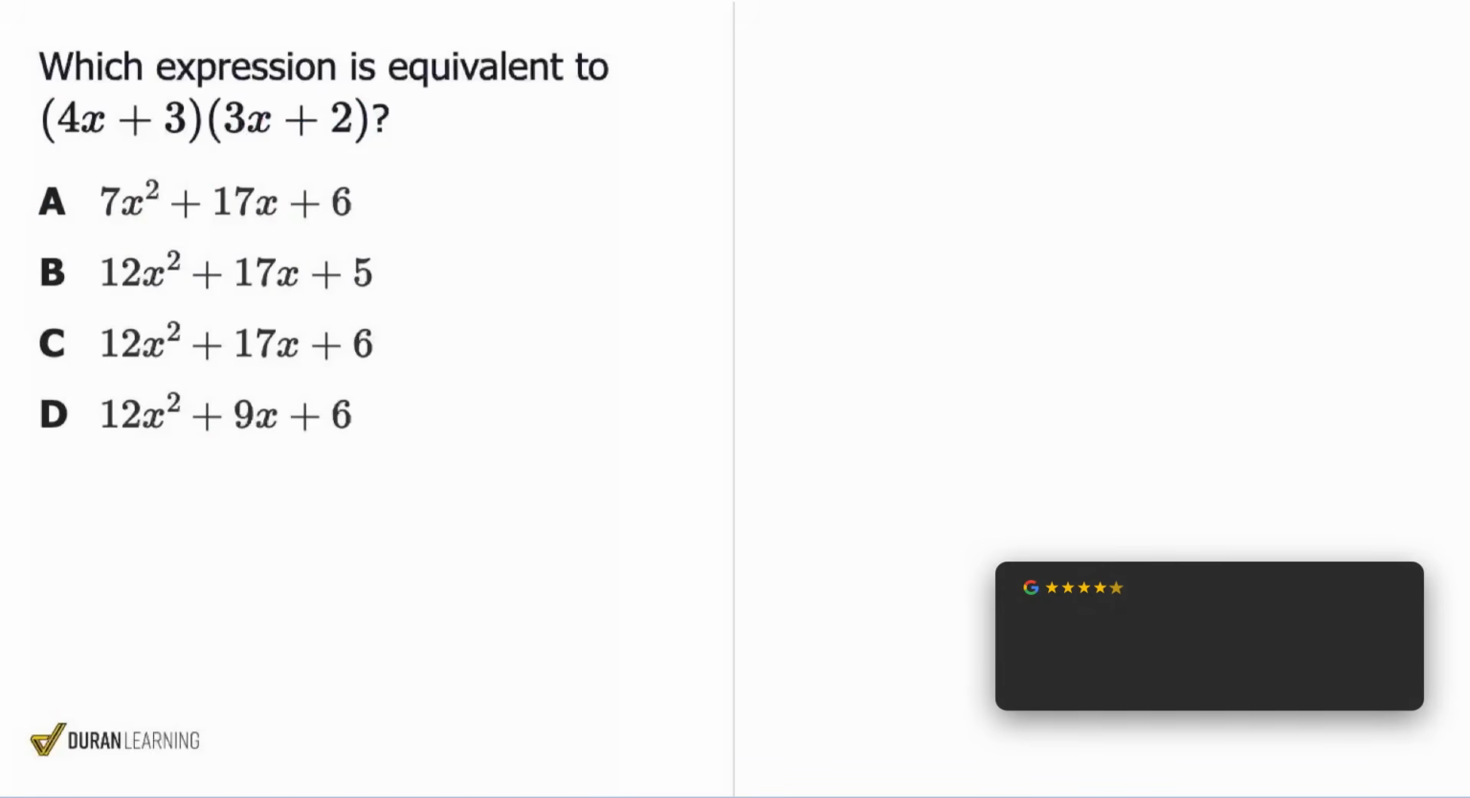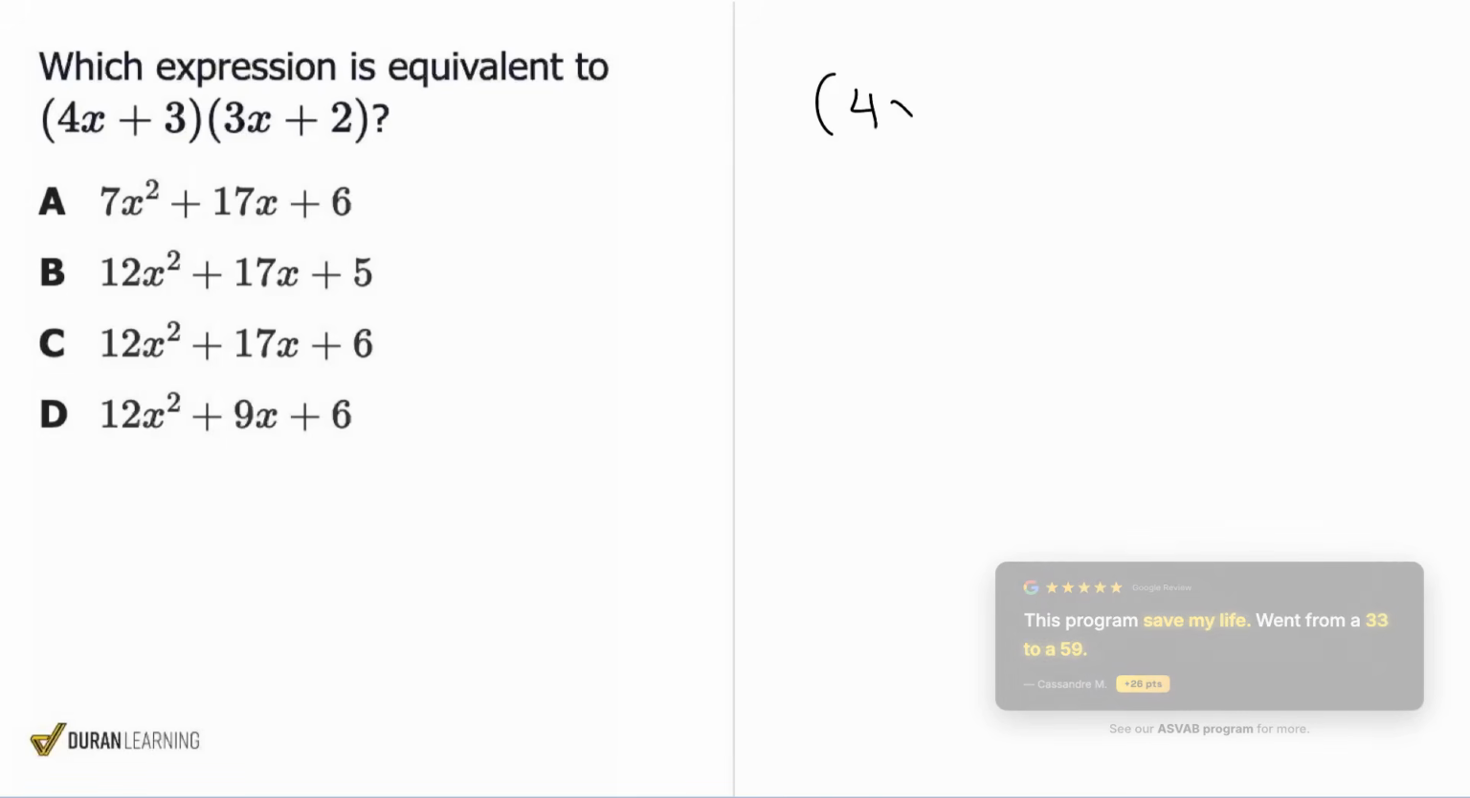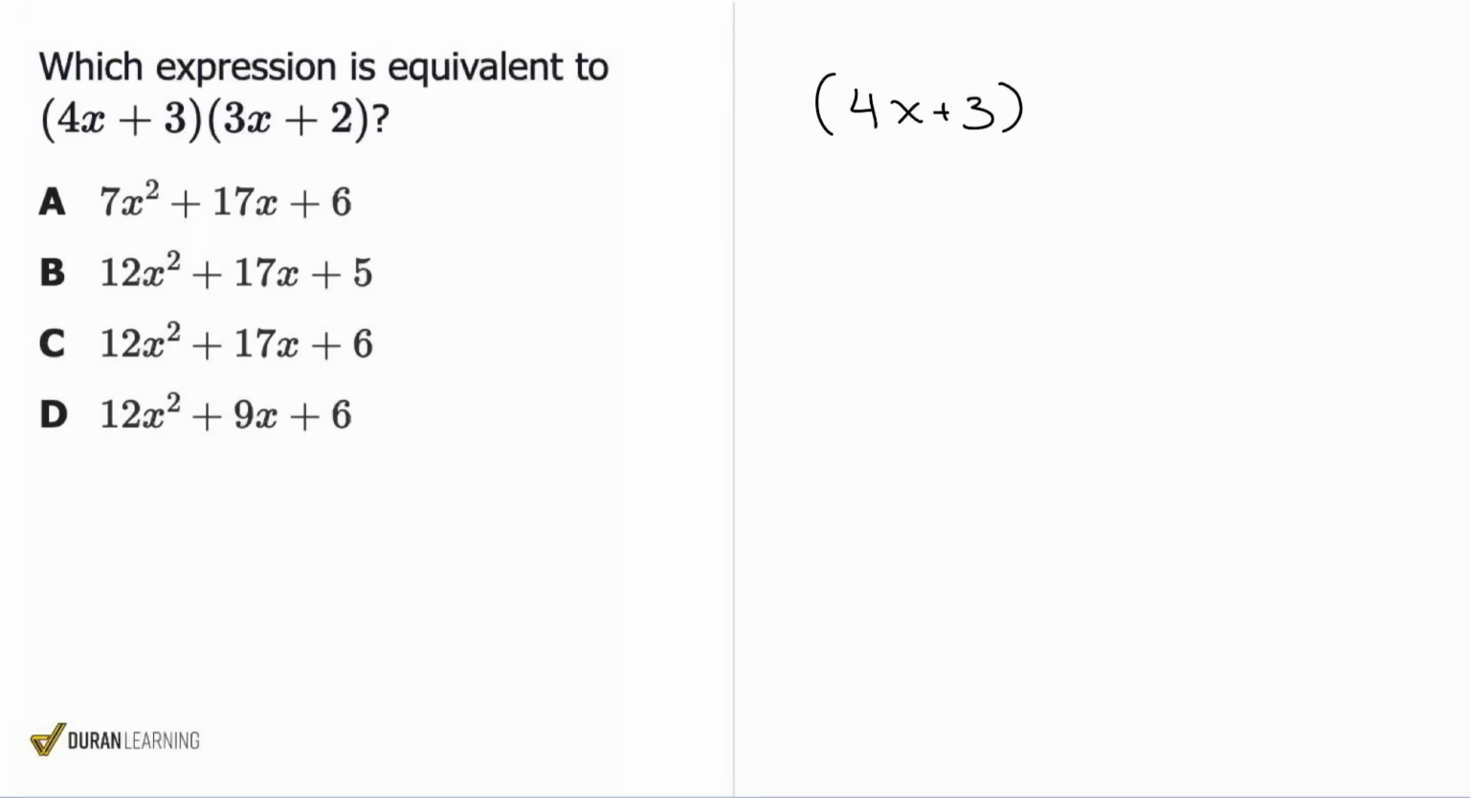All right, next question up. We've got ourselves wondering which expression is equivalent to 4x plus 3, multiplied by 3x plus 2. So to get straight into the work, we're going to follow our distribution rule. Make sure that everything from this parentheses here multiplies with every term in this parentheses here.